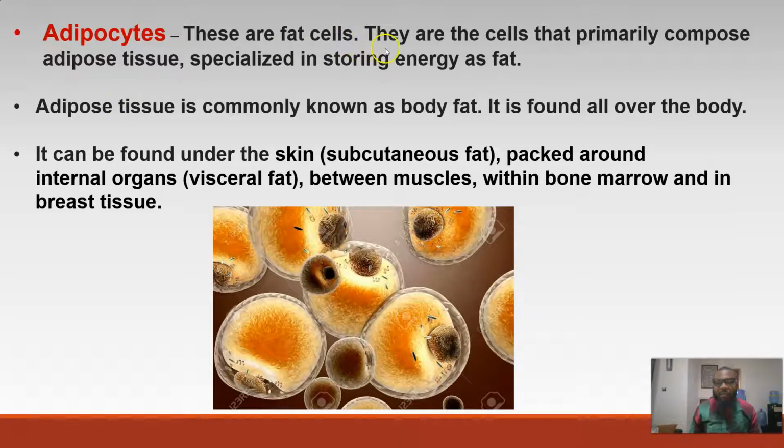Adipocytes are basically fat cells. They compose the adipose tissue. They specialize in the storage of fat. They are commonly known as body fat, the body fat you have in your tummy, under your skin, all around your body. And they can be found, like I said, under the skin, and around your internal organs like the heart and the liver. When a very fat person is opened up, you can see fat around the heart and all of that. So they are found around the visceral fat, between the muscles, within the bone marrow, and in the breast tissue. So these are what adipose tissues are, right?